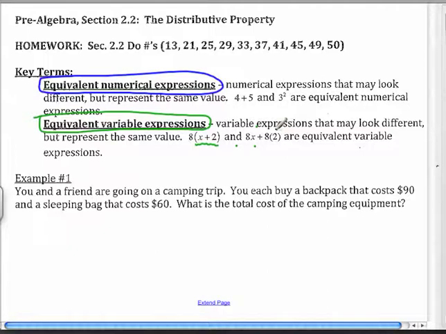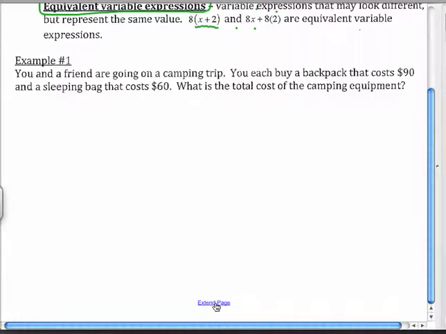Okay? All right. Now, let's look at this first example. It says, you and a friend are going on a camping trip. You each buy a backpack that costs $90 and a sleeping bag that costs $60. What is the total cost of camping equipment? Now let me ask you something. Liam, how would you figure this problem out? What would you do? I would do 90 times 2 and then 60 times 2 and then add them together.